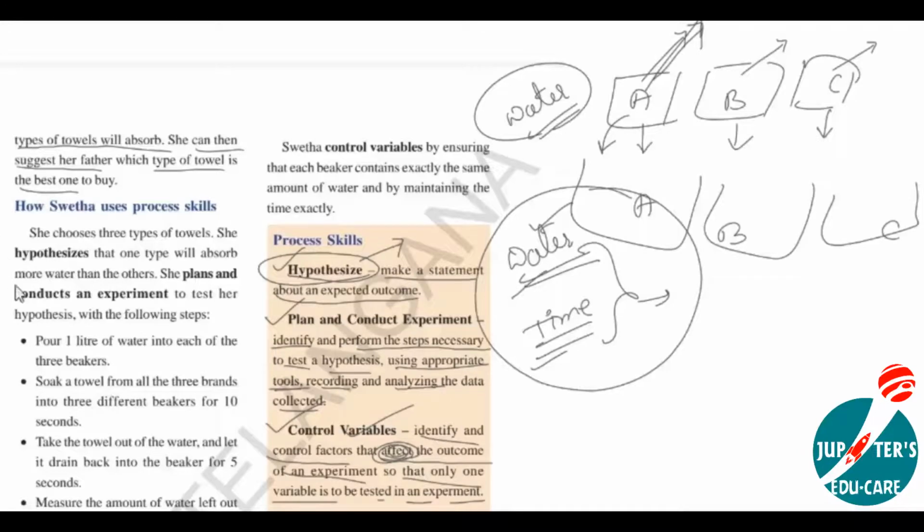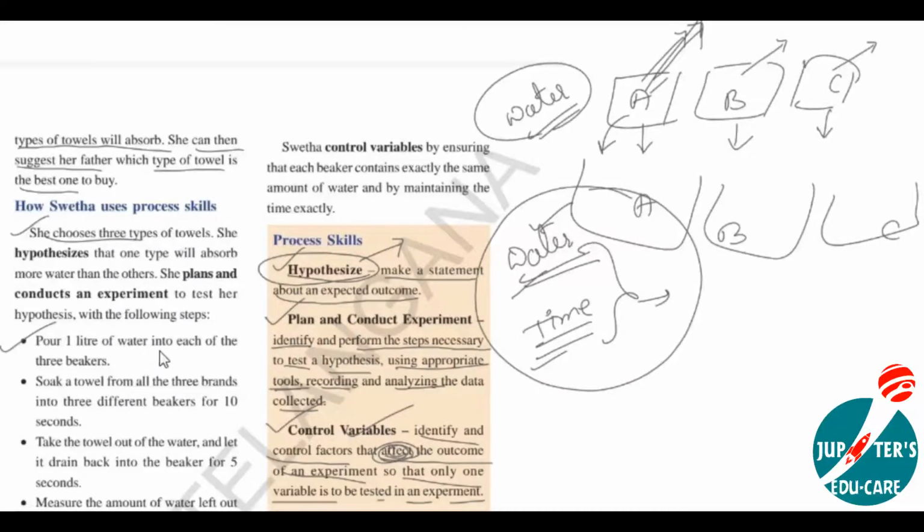So let us start the experiment. First, she chooses three types of towels, A, B, C. She hypothesized that one type will absorb more water than the others, for example, A. She plans and conducts an experiment to test her hypothesis with the help of the following steps. What is the first step?